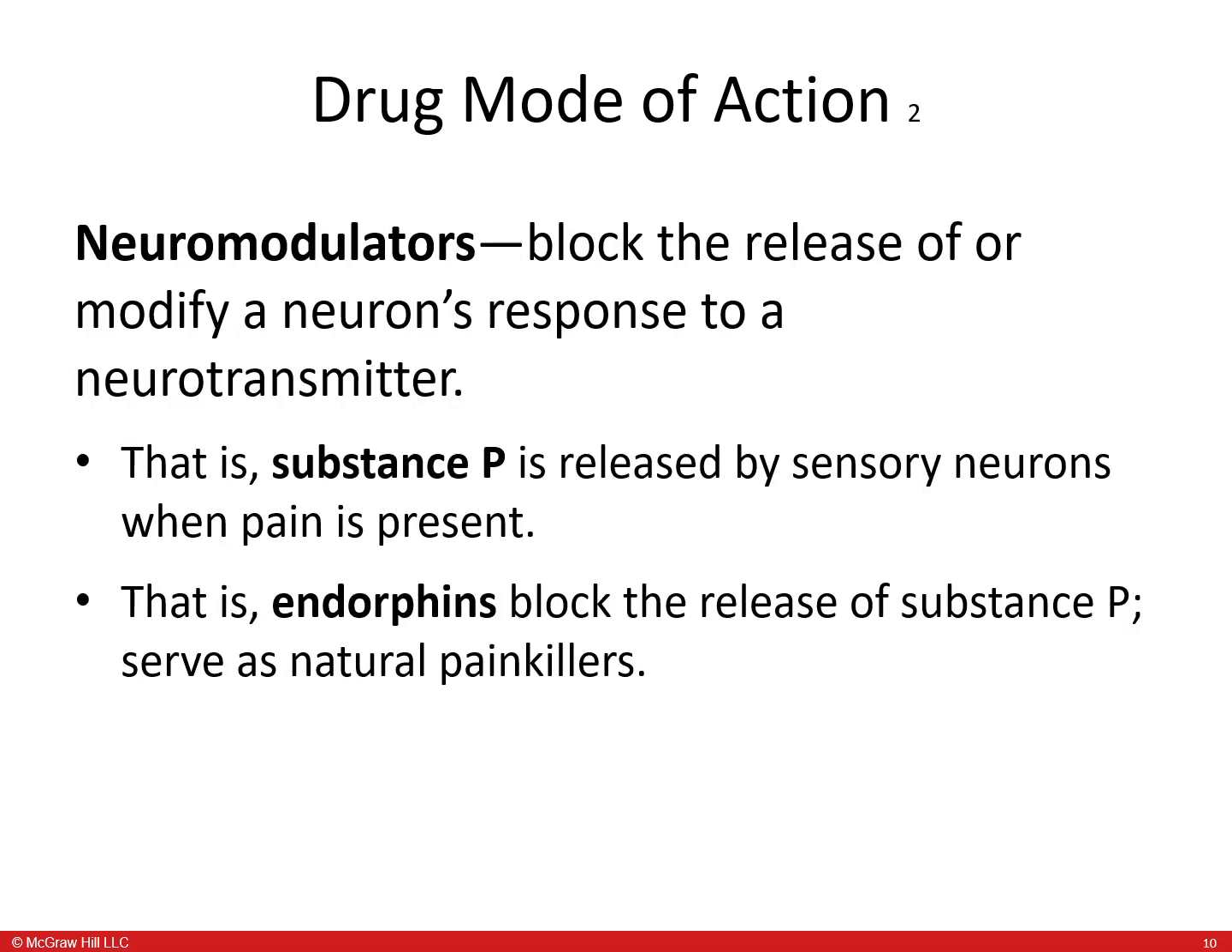So neuromodulators block the release or modify the neural response to a neurotransmitter. So for example, substance P is released by sensory neurons whenever you feel pain. And endorphins block the release of substance P, and that actually serves as a natural painkiller.